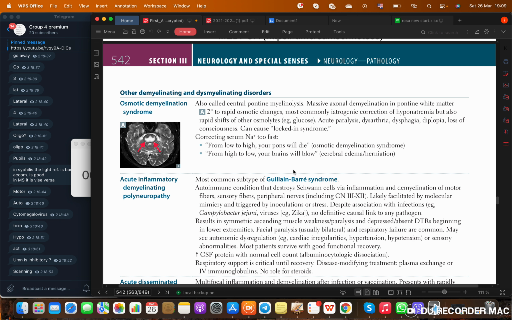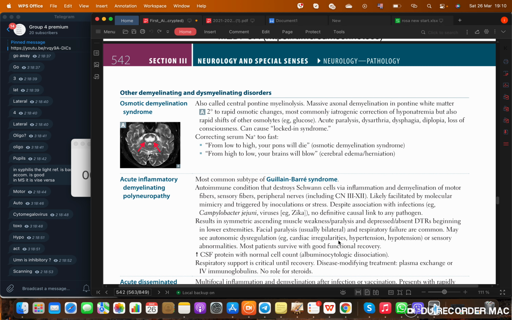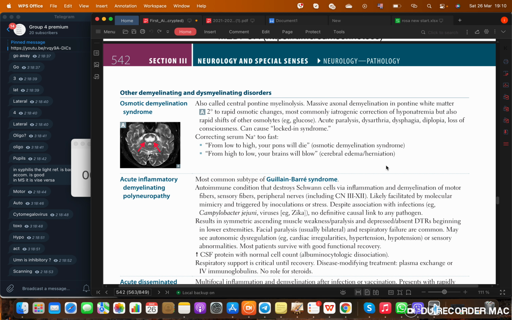So, this is interesting. Can somebody tell me what myelinates the pons? Which cell is responsible for the myelination process of the pons? Well, it's basically the oligodendrocyte. Okay, so massive axonal demyelination in the pontine white matter secondary to a rapid osmotic change.